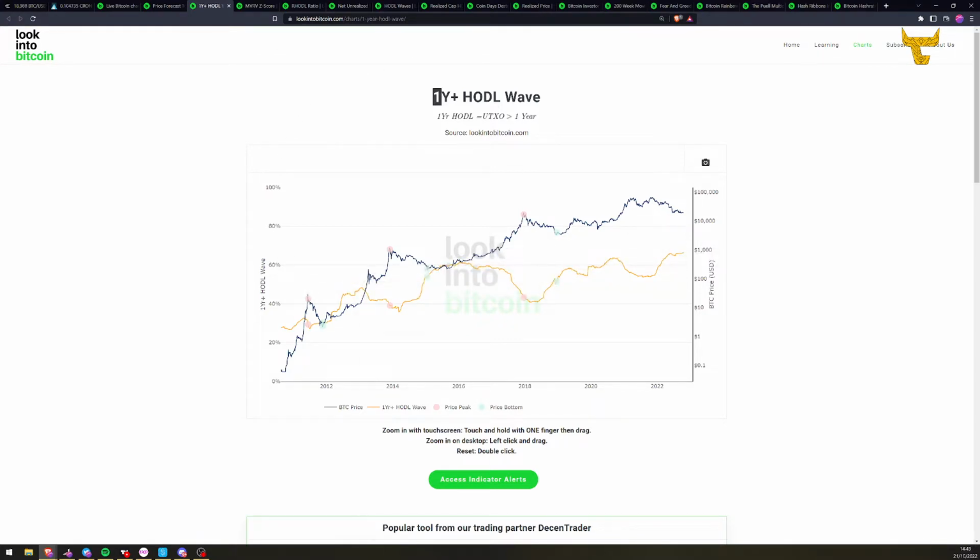Here's the 1 year and more HODL wave. It just shows that the more this orange line is growing, the more there are coins that are being simply accumulated, that are being moved to a new wallet and not moved for a year or more.